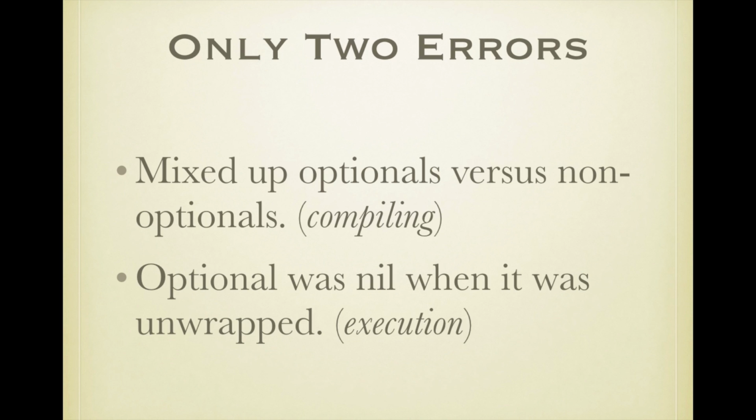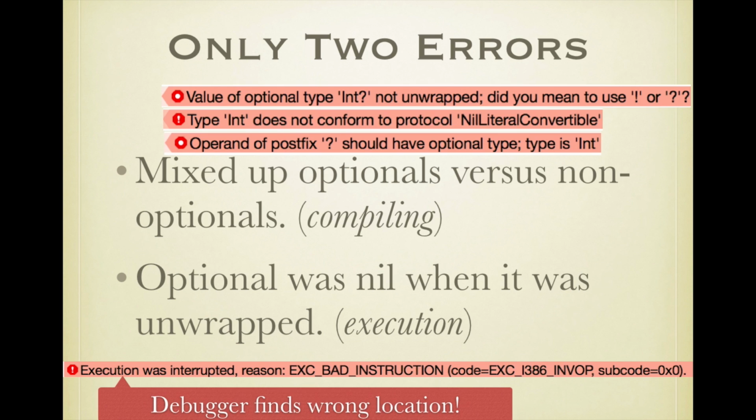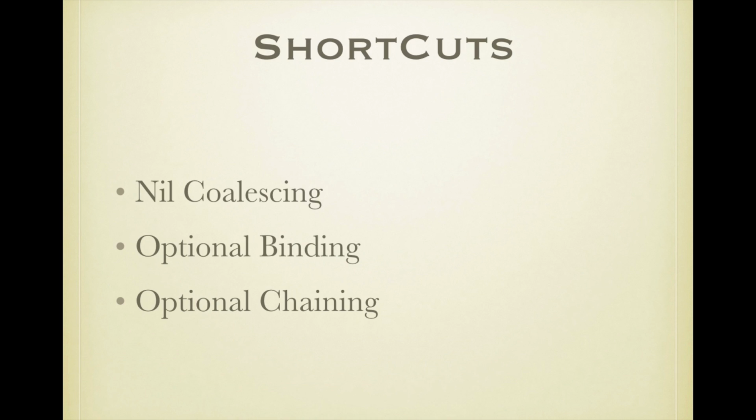If optionals seem overwhelming, just remember there are only two errors. You can make an error while writing the code where you use an optional and you were supposed to not, or didn't use an optional and you were supposed to. And you can make an error when you do the unwrapping at runtime and you try to unwrap something that was really nil. While there are only two errors, there are a lot of different error messages that will reflect these two errors.